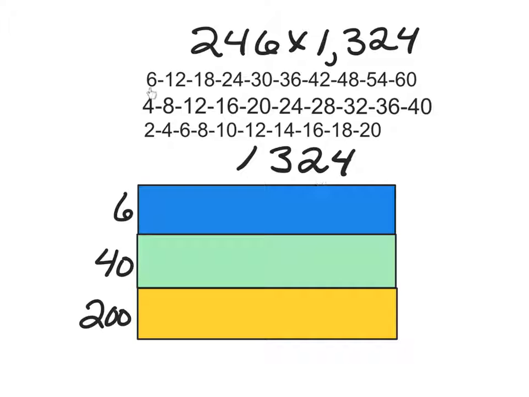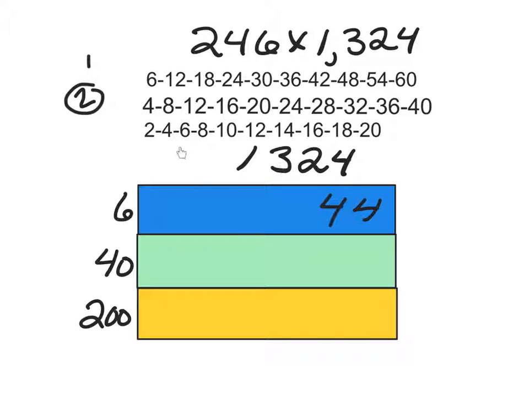6 times 4. 1, 2, 3, and 4 gives me 24. I'll drop the 4 and carry the 2, and move along. 6 times 2. 1, 2 gives me 12. Plus this 2 here will give me 14. I'm going to drop that 4, carry that 1, and move along.